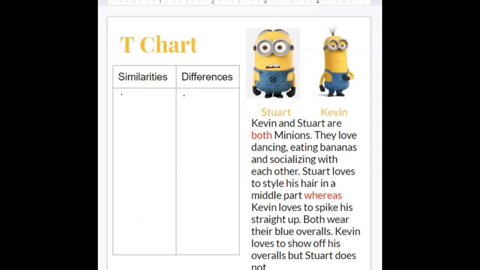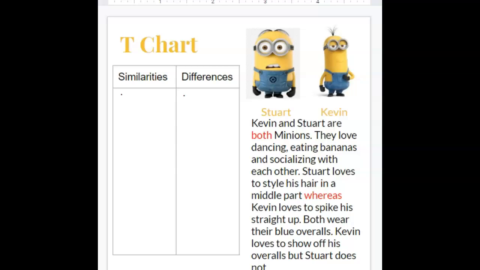All right, let's practice. This is a T chart here, and on the T chart the left side is for similarities, the right side is for differences. So let's have a look at Stuart and Kevin. Kevin and Stuart are both minions. They love dancing, eating bananas, and socializing with each other. Stuart loves to style his hair in a middle part, whereas Kevin likes to spike his straight up. Both wear their blue overalls. Kevin loves to show off his overalls, but Stuart does not.